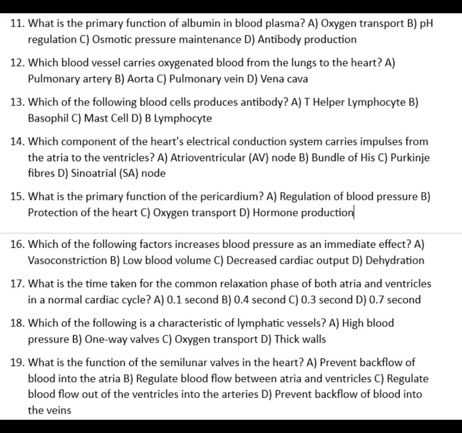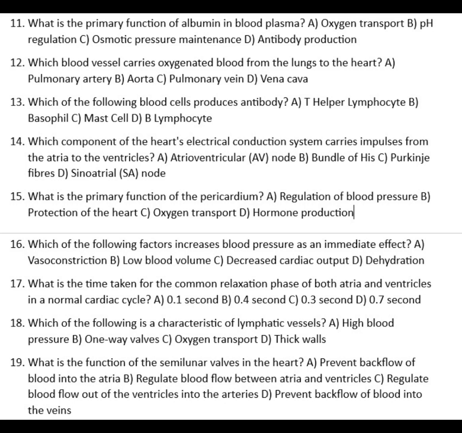17. What is the time taken for the common relaxation phase of both atria and ventricles in a normal cardiac cycle? A. 0.1 second. B. 0.4 second. C. 0.3 second. D. 0.7 second. 18. Which of the following is a characteristic of lymphatic vessels? A. High blood pressure. B. One-way valves. C. Oxygen transport. D. Thick walls.